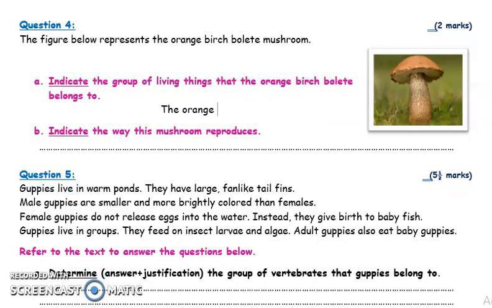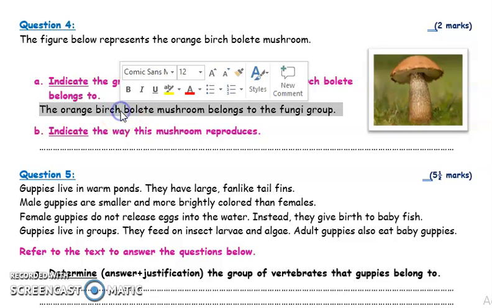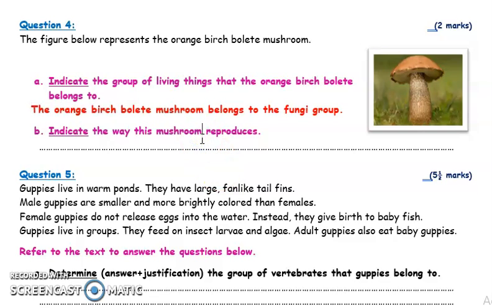The orange peel fungus mushroom belongs to the fungi group. Fungi are not animals. Fungi are not plants. Fungi are fungi. What's the way this mushroom uses to reproduce? How does this mushroom make others of its kind?